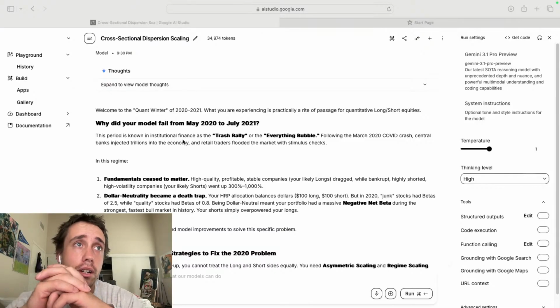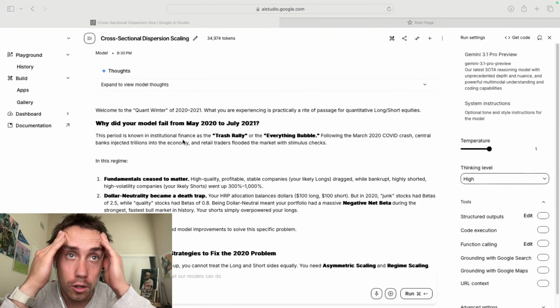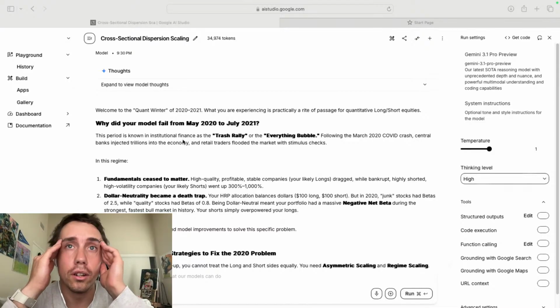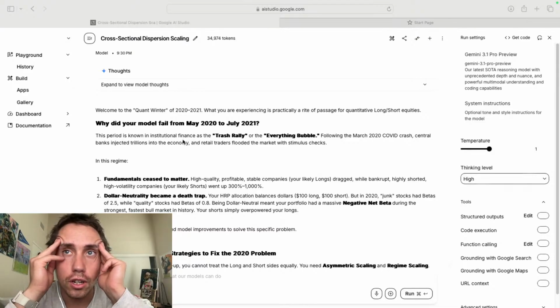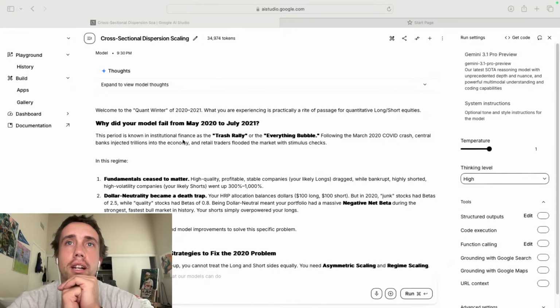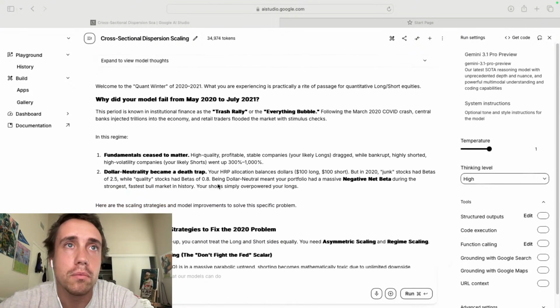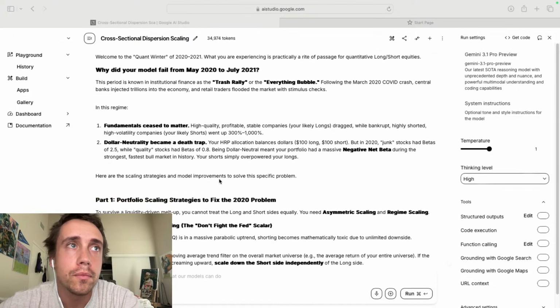Bankrupt, highly shorted, high volatility companies went up 300 to 1,000%. Your HRP allocation balances dollars. But in 2020, junk stocks had betas of 2.5, while quality stocks had betas of 0.8. Being dollar neutral meant your portfolio had a massive negative net beta during the strongest, fastest bull market in history.